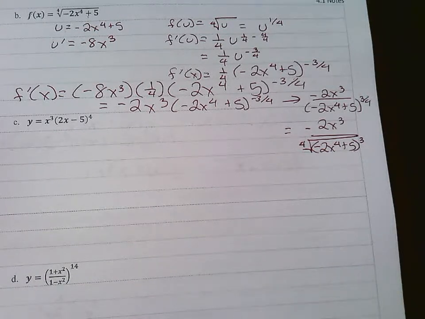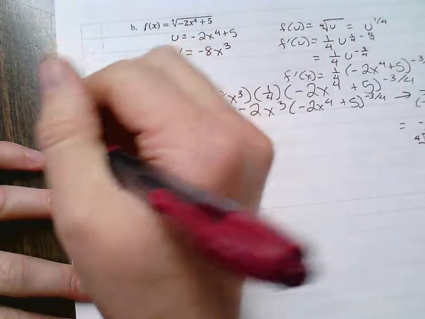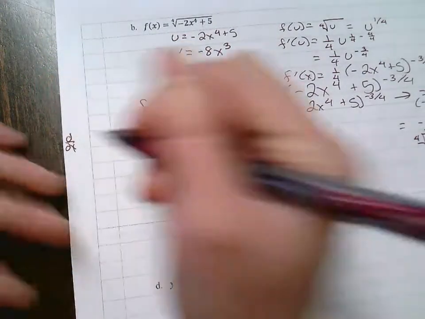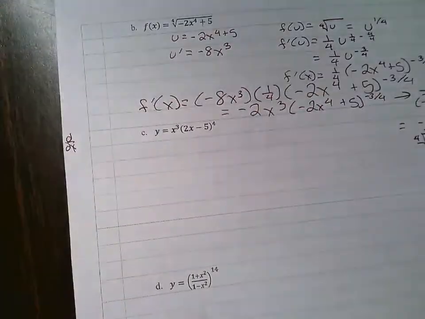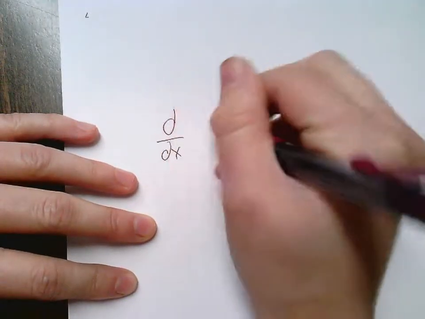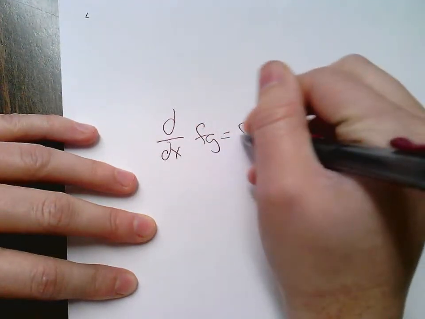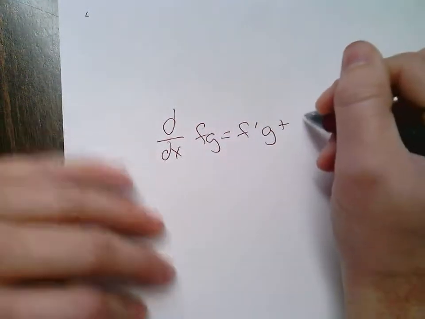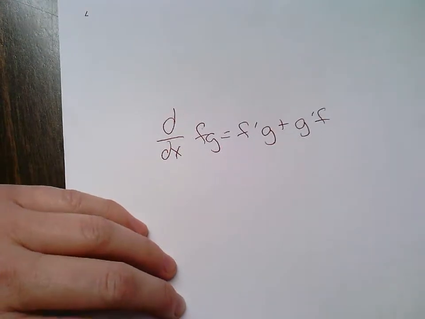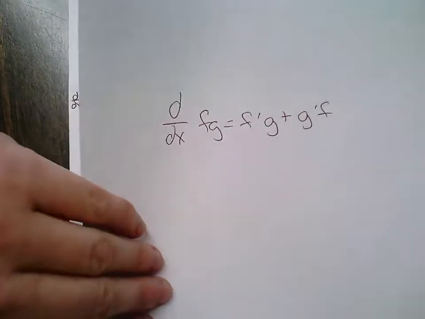You can remember, we have something times something. What is that called? That is called the product rule. Okay. Review of the product rule. d over dx of fg is f prime of g plus g prime of f. Okay, that's the product rule. We're going to go to that later.